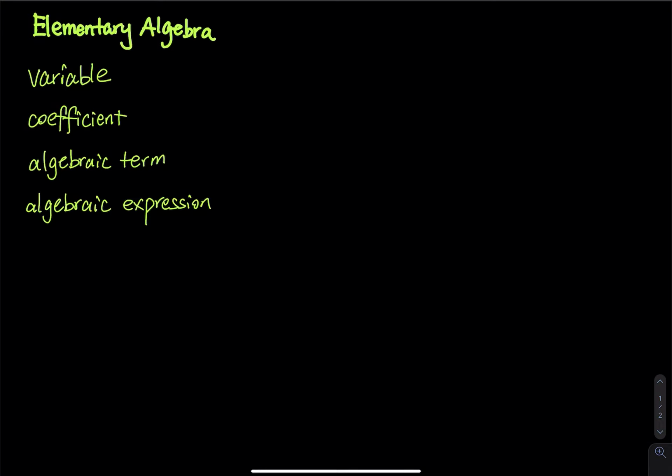All right, let's discuss a few key terms used in algebra. The first key term is variable. What is a variable? A variable is a letter used to represent an unknown quantity. So usually people use x and y. So the x and y represent an unknown quantity.